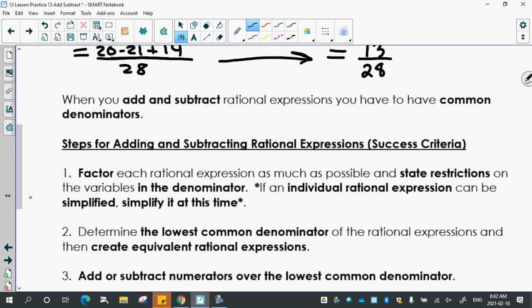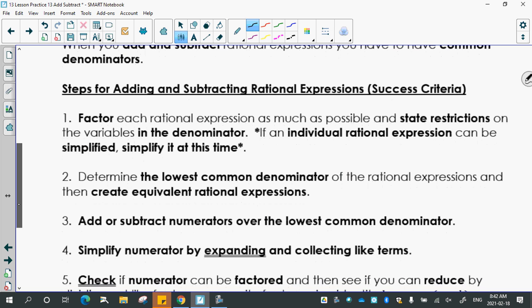rational expressions as well. So when you add and subtract rational expressions, you also have to have common denominators. Okay, so here are our steps. Step 1, factor each rational expression as much as possible and state restrictions on the variables in the denominator. If an individual rational expression could be simplified, simplify it at this time because you make your question easier.